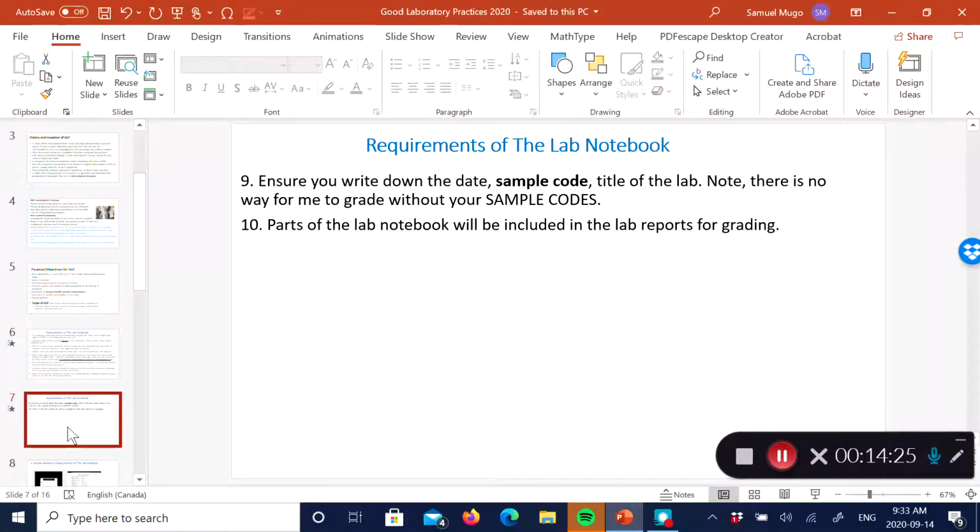So take note of this: when you're in the lab, you'll be given a sample specimen, and that sample specimen has a sample code. That sample code should be very clearly recorded in your lab notebook. There will be no way to grade your work without the sample code. Lastly, remember, parts of the lab notebook will be included in the lab reports for grading. So I'll be grading your lab notebook as we go along.